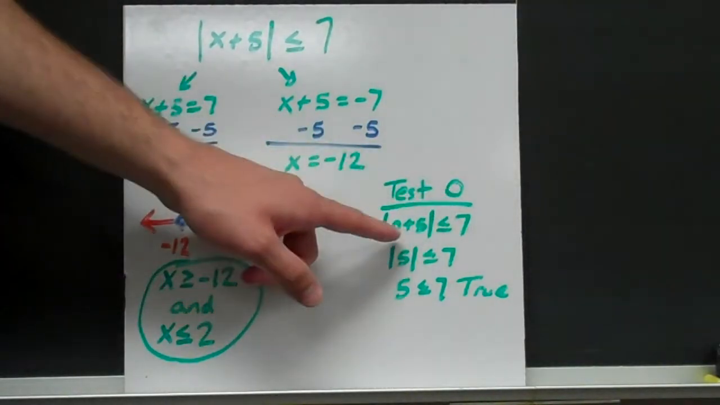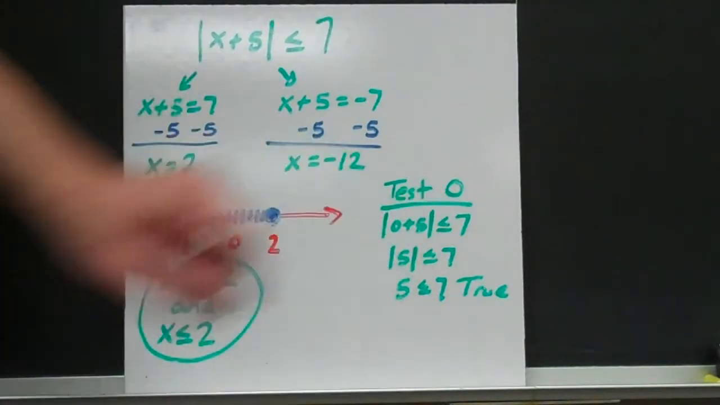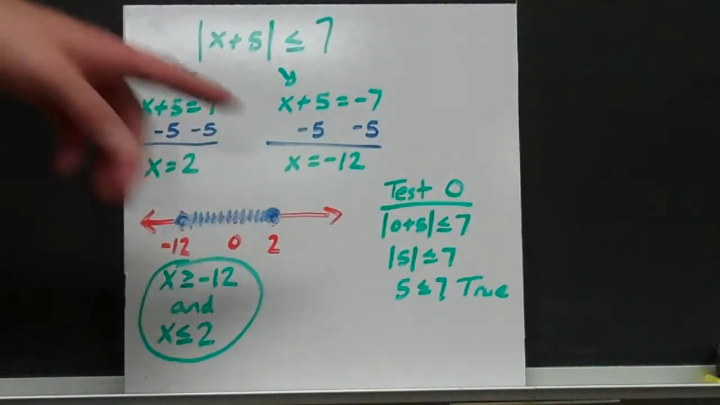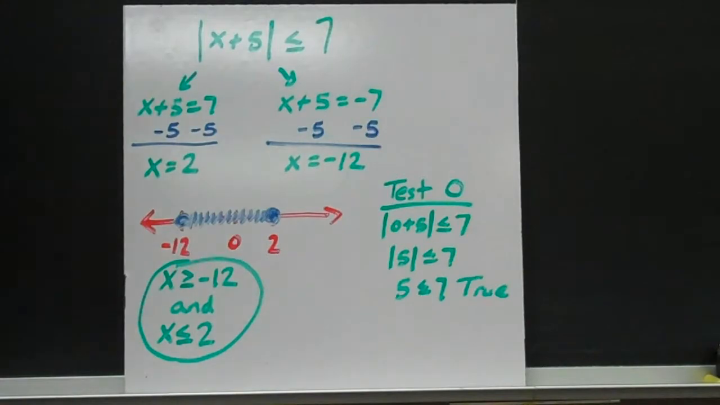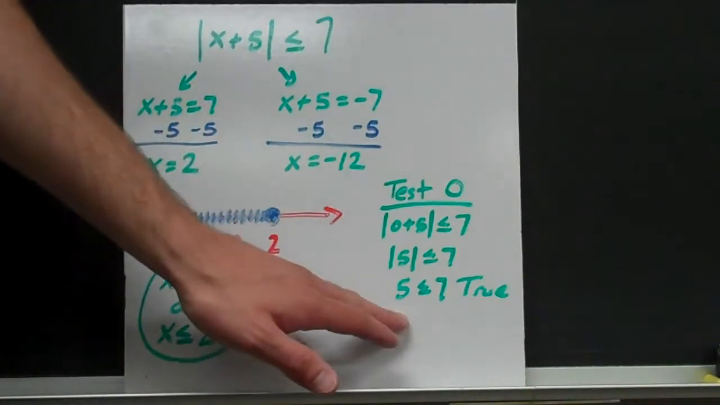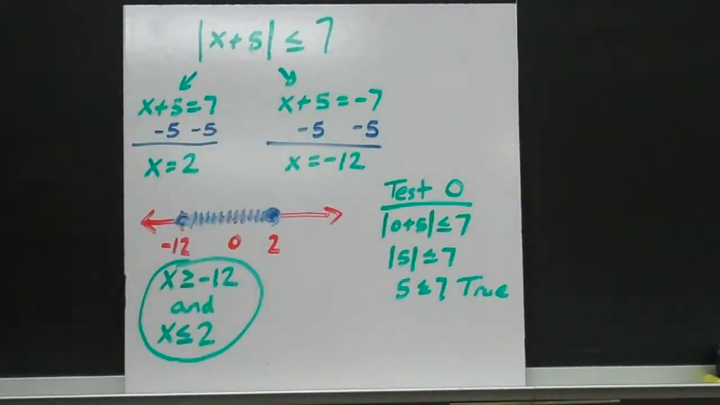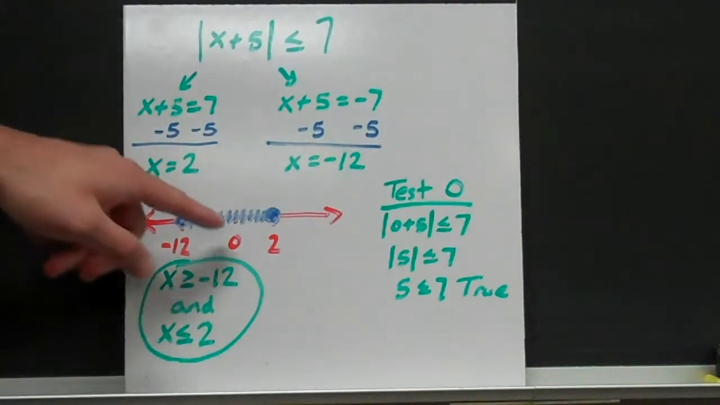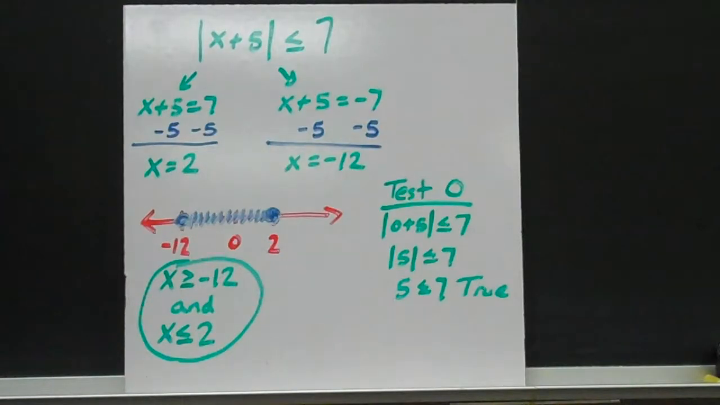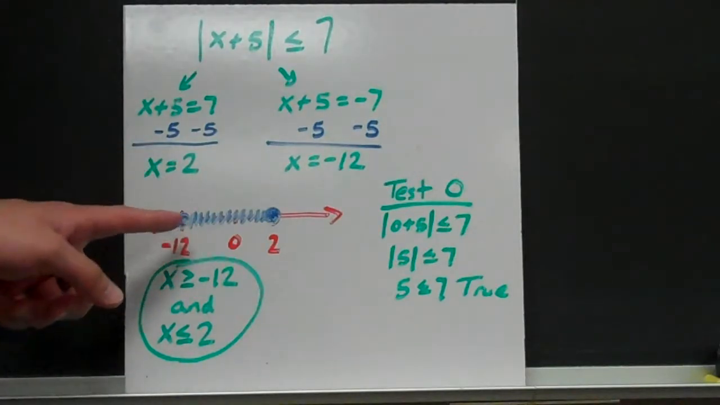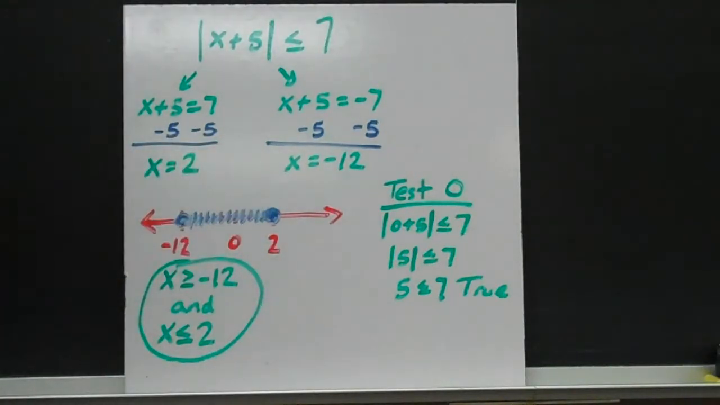So if we plug in 0 for x, we have 0 plus 5, that's 5. The absolute value of 5 is 5. So we have 5 is less than or equal to 7. That is true. Since 0 worked, we want to shade where 0 is. But we're not going to go past those boundary points. So we're going to shade in between negative 12 and positive 2.